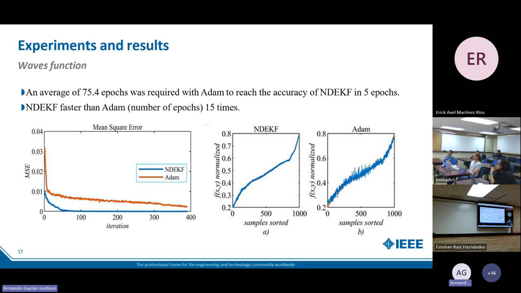Here, in the graphic on the left, the faster convergence with no decoupled standard Kalman filter is very evident, and higher accuracy at the end of 5 epochs. The pair of graphics on the right shows the error with Adam prevailing in all the range, and good performance with no decoupled standard Kalman filter.